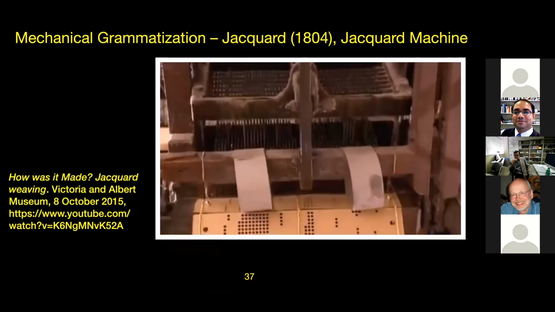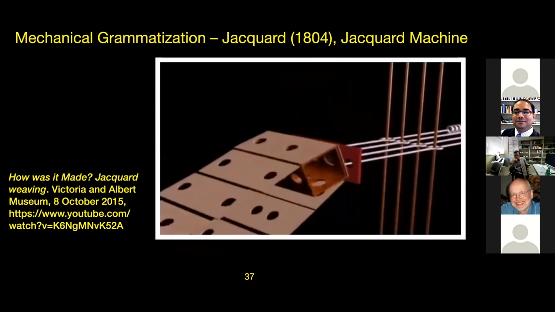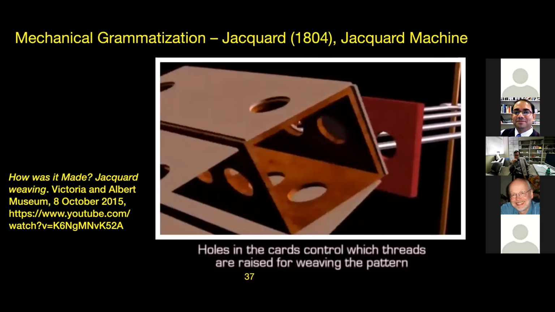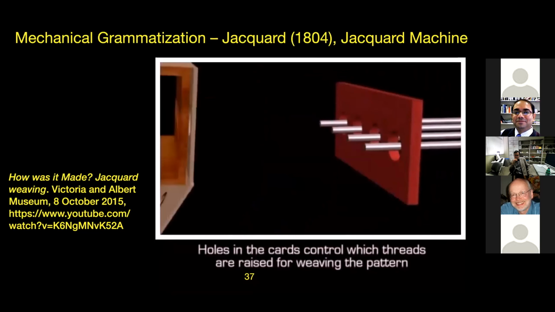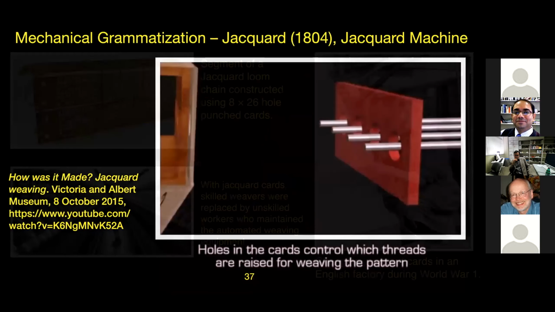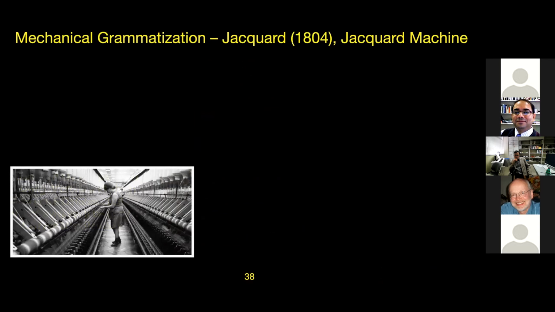This slide depicts the relation between the holes on the punch card and the transfer to specific mechanical actions that weave the material. The power of the steam engine combined with the Jacquard machine led to the Industrial Revolution. Grammatization and automation of specific manual practices eventually replaced or changed human and animal labor.